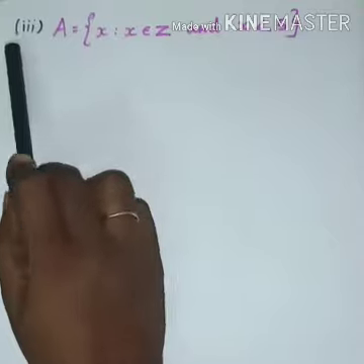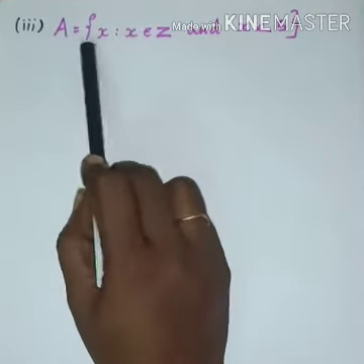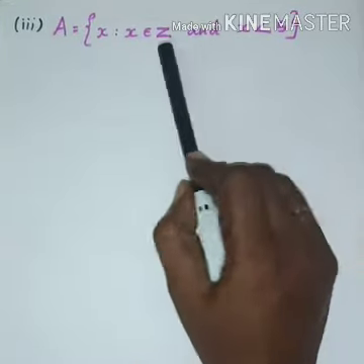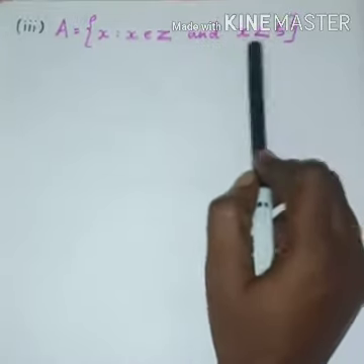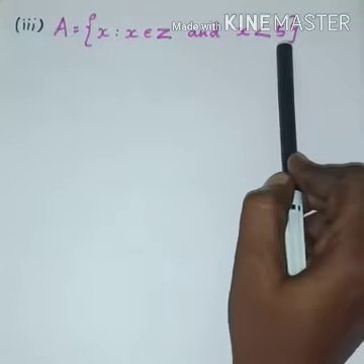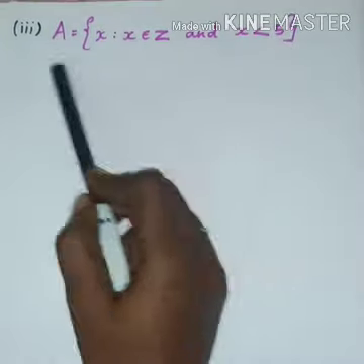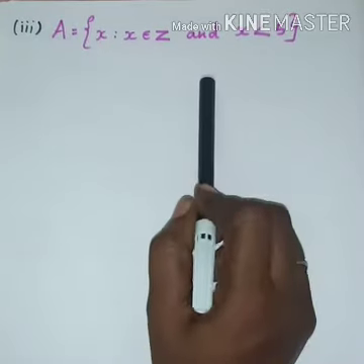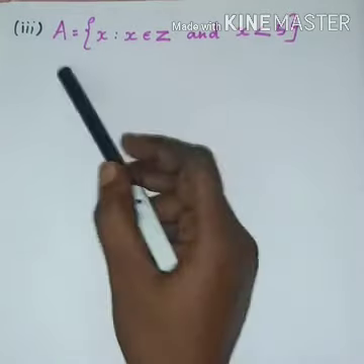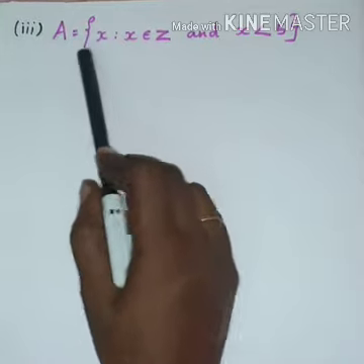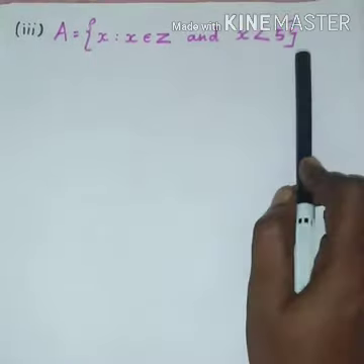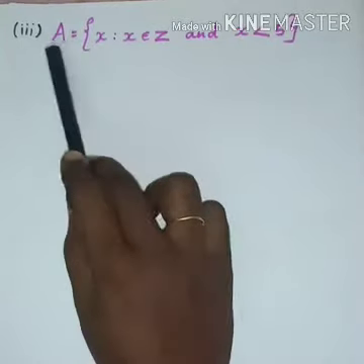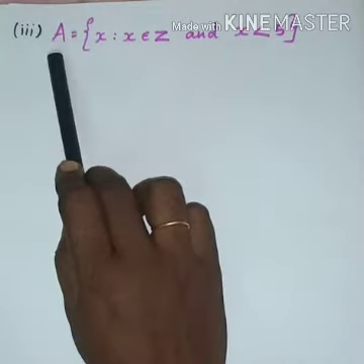Next sum, third subdivision. A is equal to the set of x such that x belongs to integers Z and x is less than 5. We have to find whether this set A is finite or infinite. Here the set A is given in set builder form. So we have to find whether the number of elements in A is countable or uncountable.